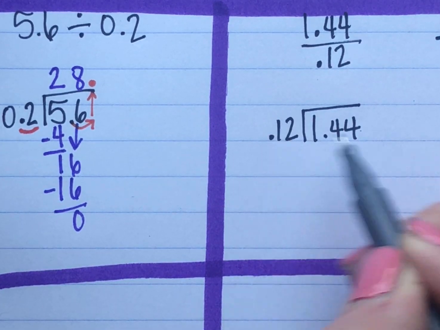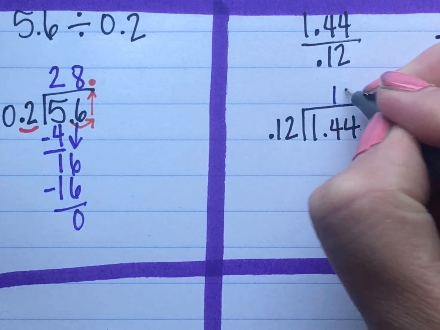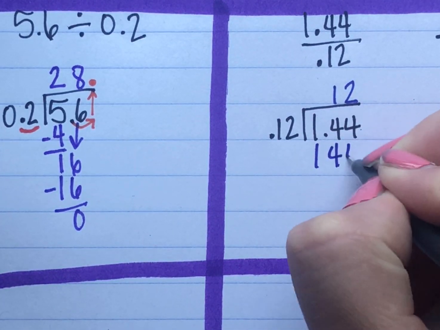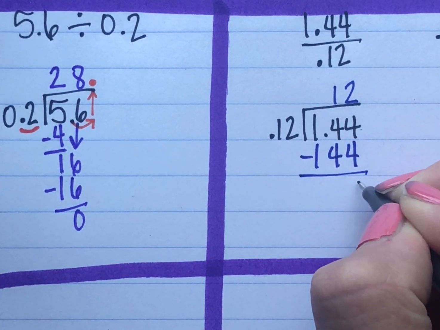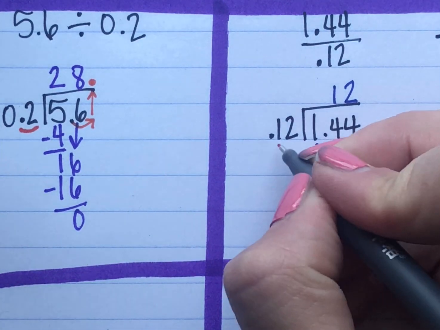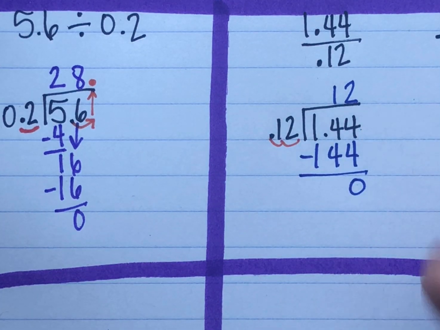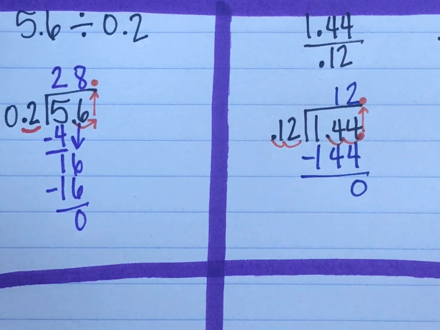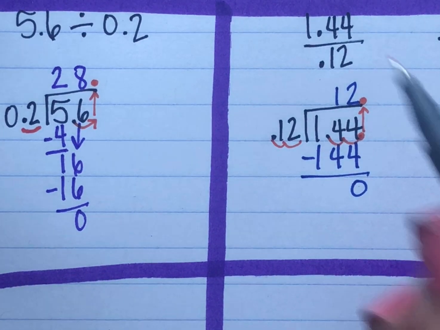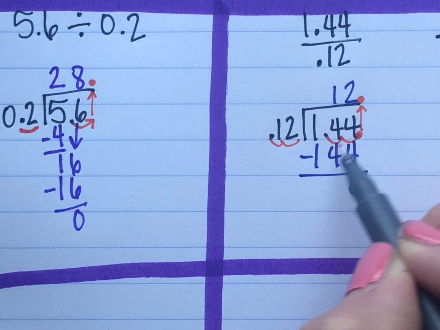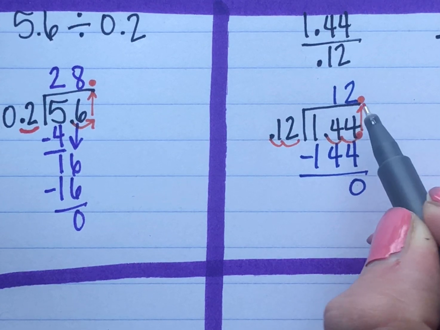How many times does 12 go into 144? It goes in there 12 times. 12 times 12 is 144. I subtract, and there's nothing to bring down. So at this point, I count the digits in the divisor. There's 2. I move in the dividend, and I bring up my decimal. Count 1, 2 in the divisor, move in the dividend, 1, 2, and I bring it up to my answer.